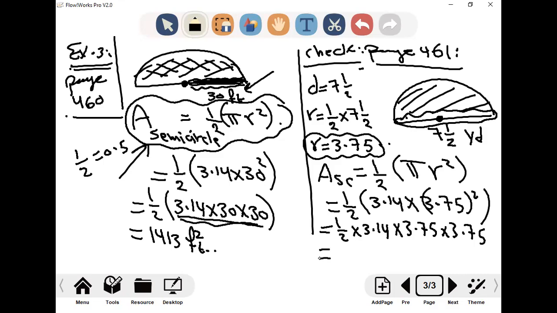0.5 times 3.14 multiply 3.75 multiply 3.75. It will be 22.07. Round to the nearest hundredth. The 7 will be 8. So this is rounded to 22.08. What's the unit? Yard power of 2. Yes.